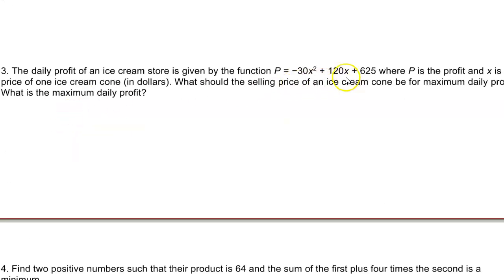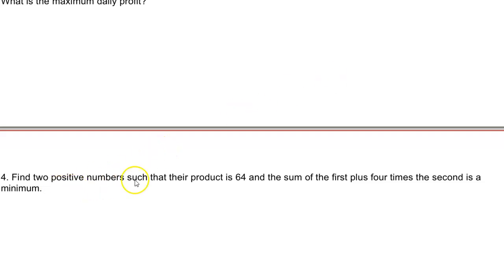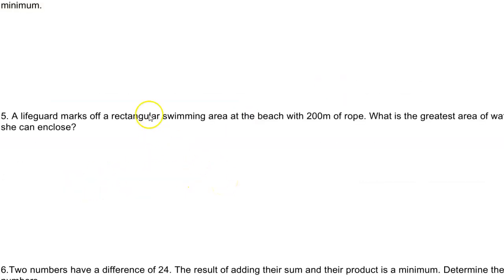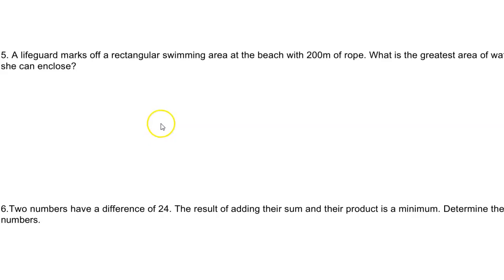Daily profit, that's just straightforward. Just find the derivative, set it equal to 0. See what's the maximum or minimum that you're looking for. Two positive numbers, again, product 64. So a lot of these you can do already with everything you know.